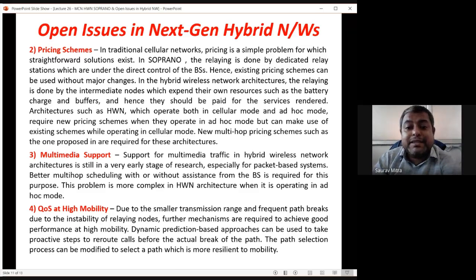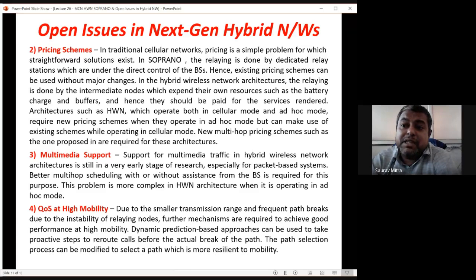Okay, so new multi-hop pricing schemes such as the one proposed here are required for this architecture. So one network, one type of pricing is not proper. That is the open issue in case of next generation hybrid network. Like we have seen in case of Ola cab and Uber cab. Initially it was not there, but now they have brought the characteristic of dynamic pricing. What is dynamic pricing? Whenever the demand is too high, at that time per unit cost will be too high. Okay, so in that case, 4:30, 5 o'clock in the afternoon, when demand for cabs is very high, at that time the per unit charge also will increase. So this is also called dynamic pricing. But whether it is suitable for the user or not, that we have to see.